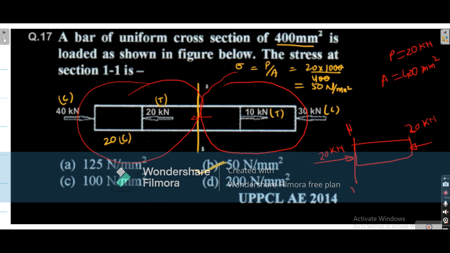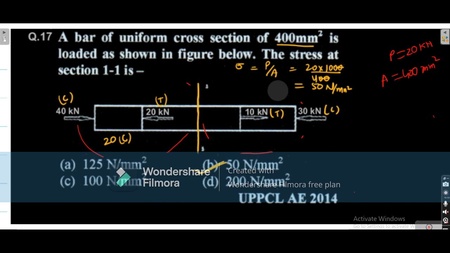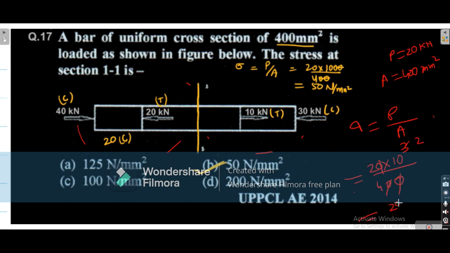So what we know is that sigma is nothing but force per area, so the unit here is Newton per mm square. That means we have to convert P into Newton. So P is 20 into 10 to the power 3, area will be 400, this 0 cancels out and this 0 cancels out, that will be 10 square. So ultimately 2 into 10 square divided by 400, that means 200 divided by 4. So ultimately you will get 50. So option B is the correct answer.